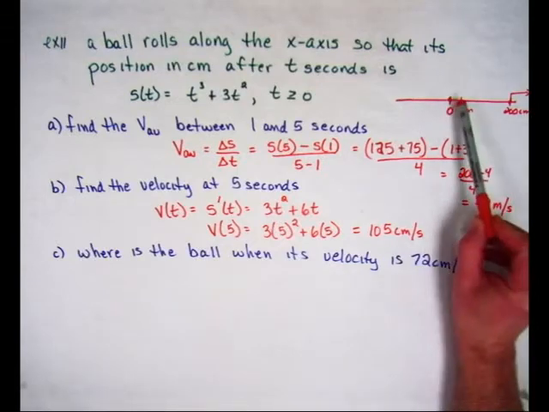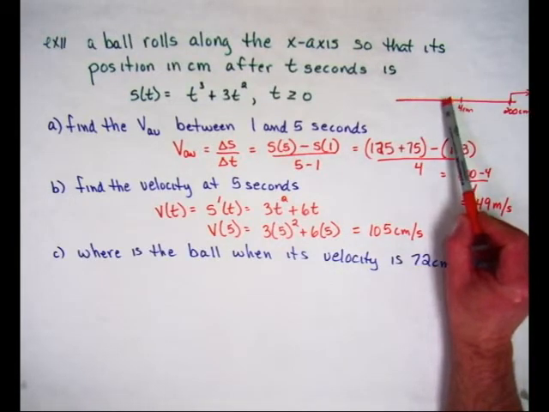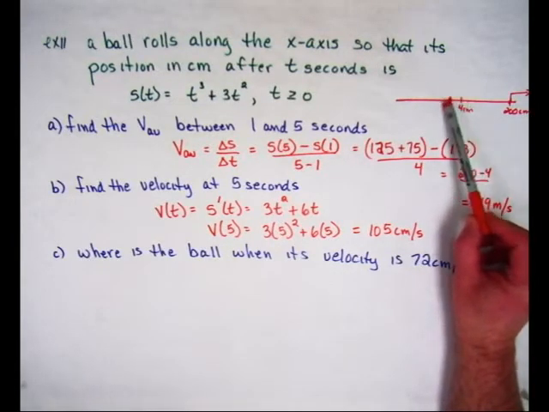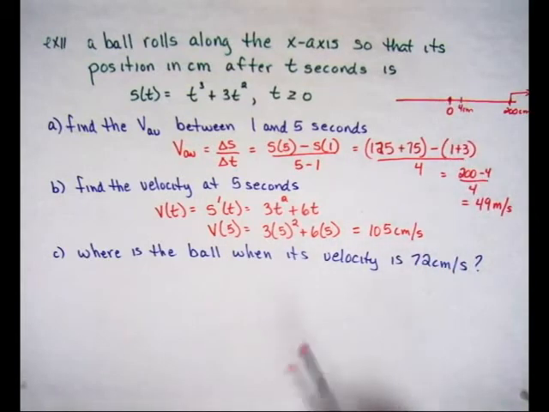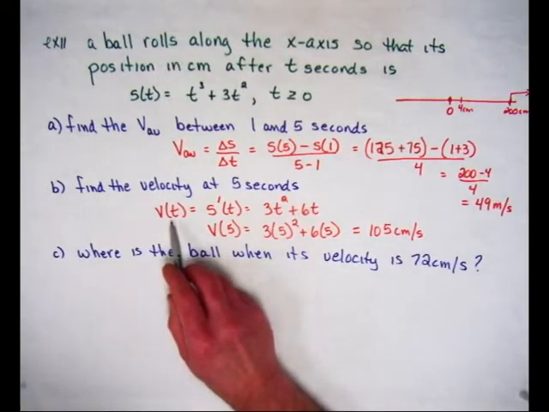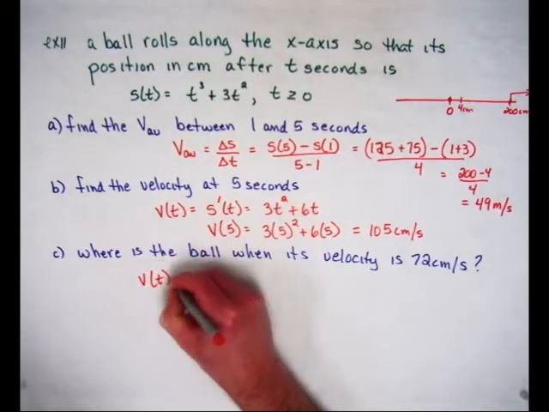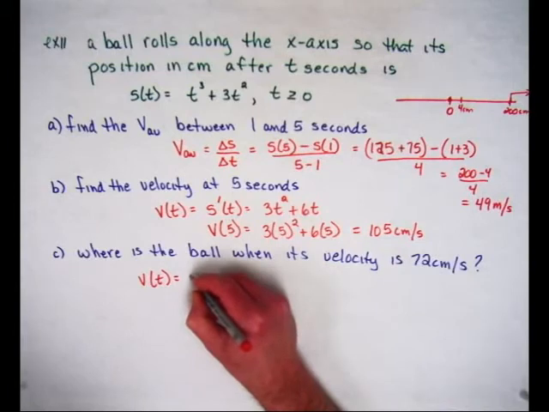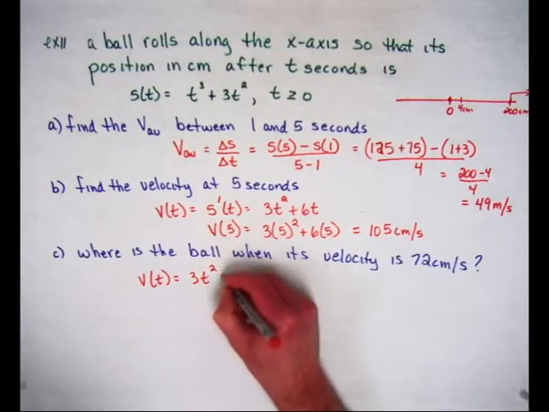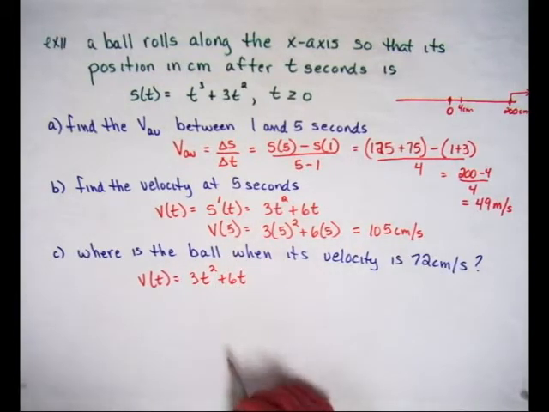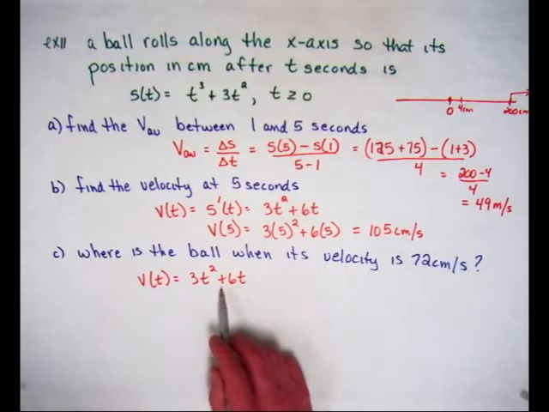So this object has left the origin and is traveling along the x-axis, and we want to know where exactly is it on the x-axis when it has a velocity of 72 centimeters per second. So we have a velocity function. Our velocity function says that the velocity of the object at any moment in time is 3t squared plus 6t. So this will tell us the velocity at any moment in time.